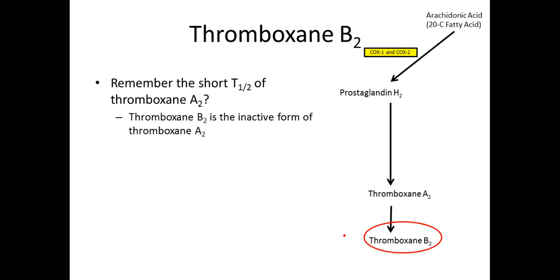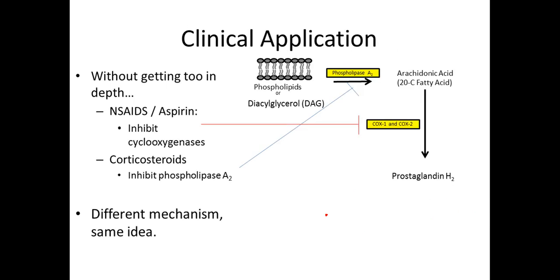Thromboxane B2 is kind of an extension of thromboxane A2. Remember I said that thromboxane A2 had a very short half-life. Thromboxane A2 is the active form, and thromboxane B2 is the inactive form. So thromboxane A2 produces cell aggregation, or platelet aggregation, and it's degraded into thromboxane B2, which is inactive.